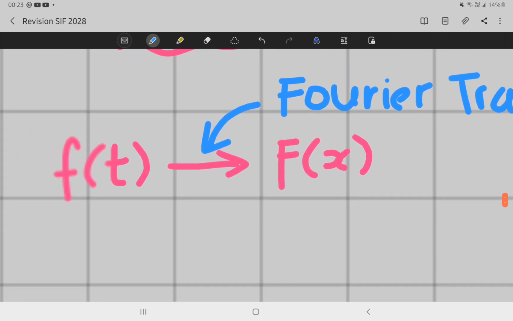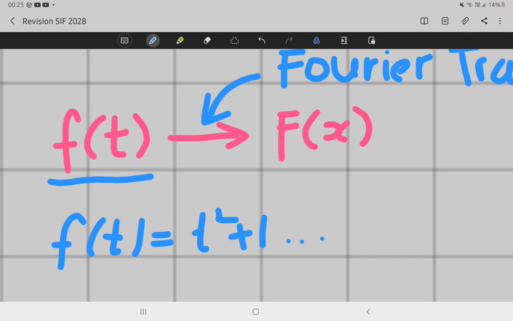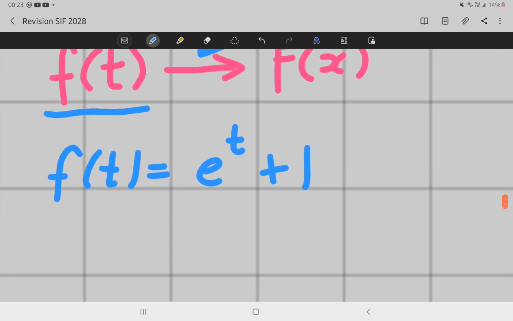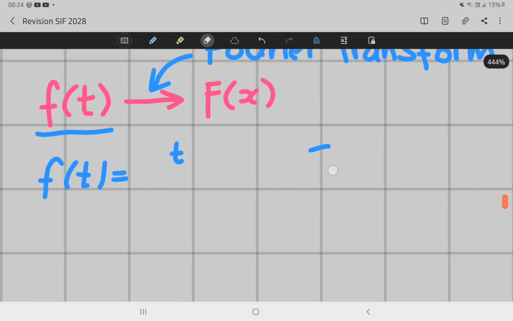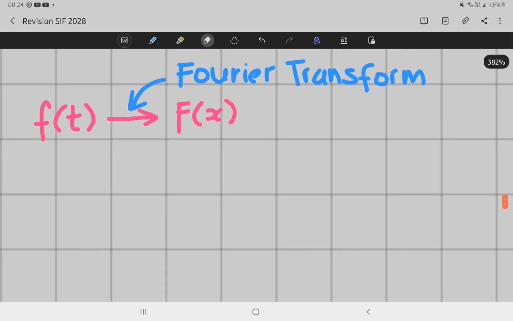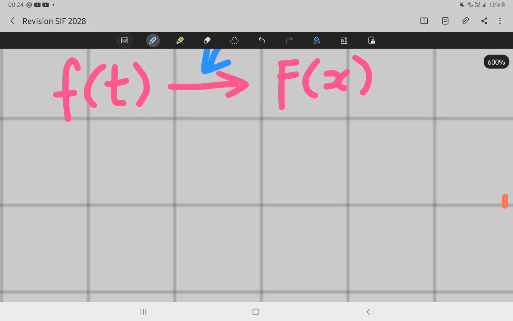So at first we have a function f of t, which is, for example, f of t equals t squared plus 1, or sometimes e to the minus t plus 1, and you want to change this to be something like f of x equals x plus 1 or something. So in terms of x, simply like that. The process is called the Fourier transform. How are we going to do that? It's very simple. The Fourier transform is like this with the fancy f.